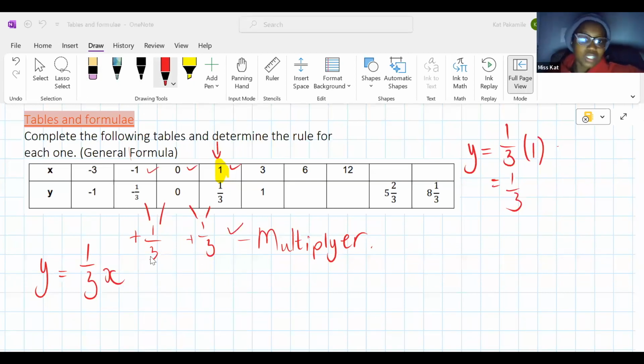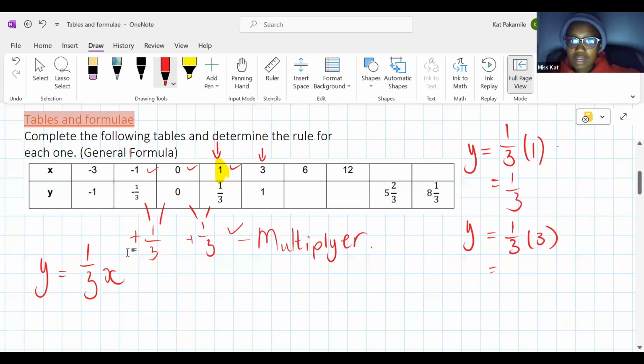The only thing I would say is check it with a different term. Let's check it with 3. So y equals a third times 3. How much is a third times 3? A third times 3 is 1. Is that the output we're looking for?